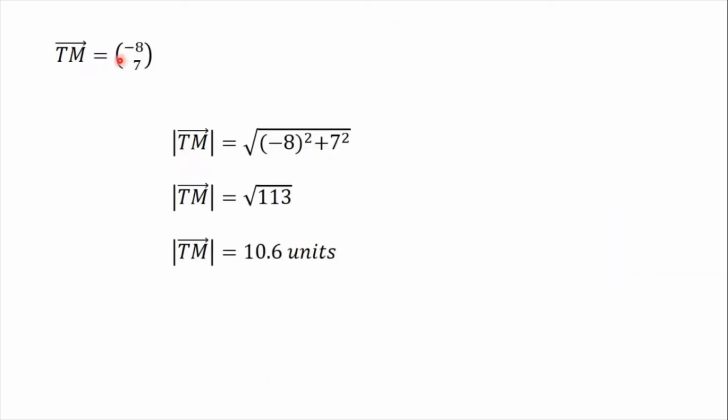The question says we should find the magnitude of vector TM. So the magnitude of vector TM is equal to the square root of the x component squared, so it's negative 8 squared, plus 7 squared. Once again, don't forget that if you are squaring a negative number, put the negative number in a bracket before you square it. So you are going to have the square root of negative 8 squared plus 7 squared. And this will give us the square root of 113, which is 10.6 units. So we have also been able to find the vector TM and the magnitude of vector TM.